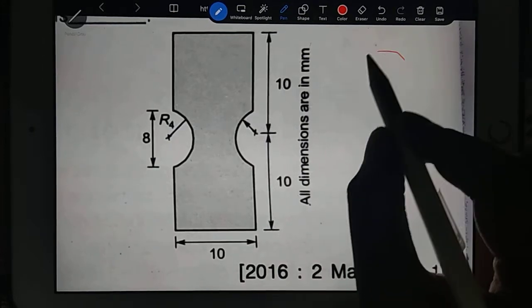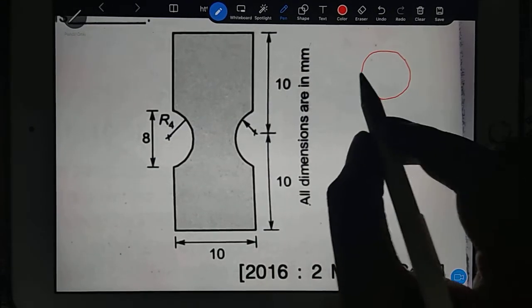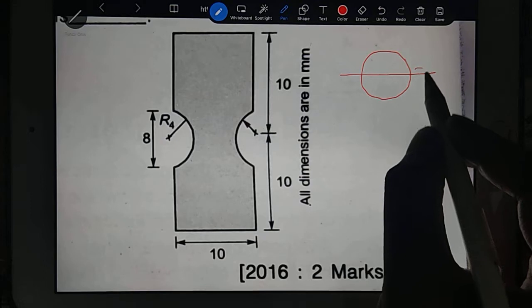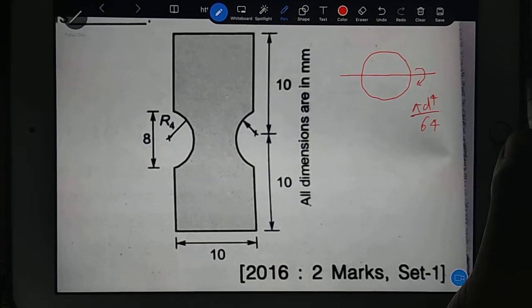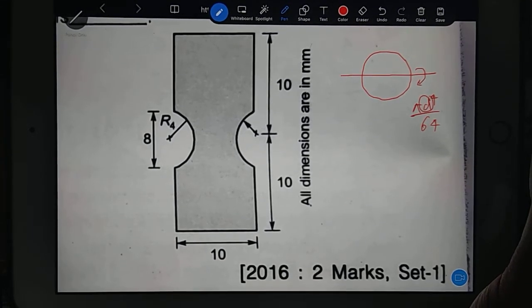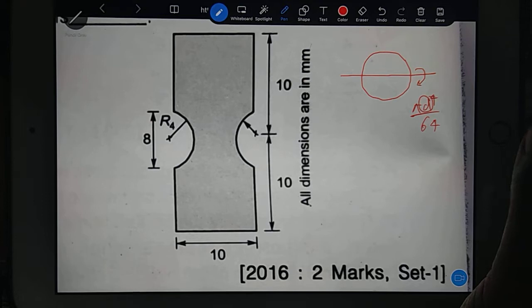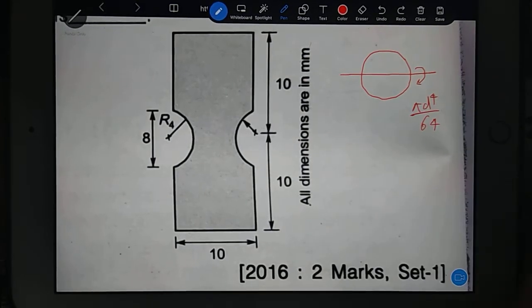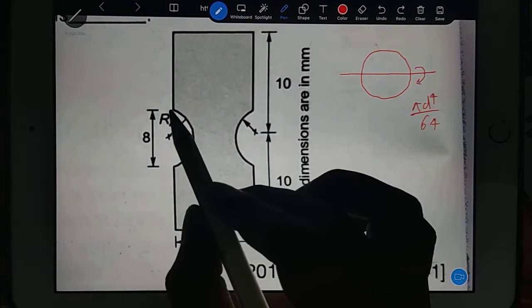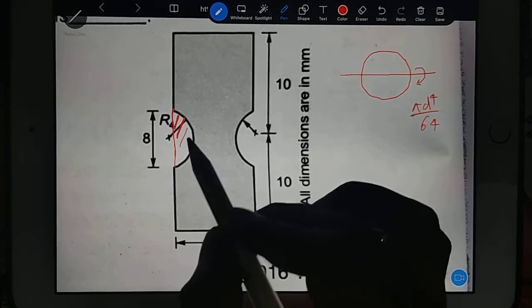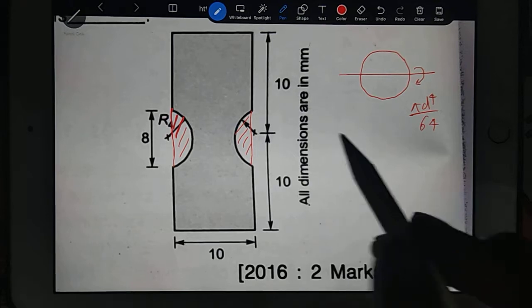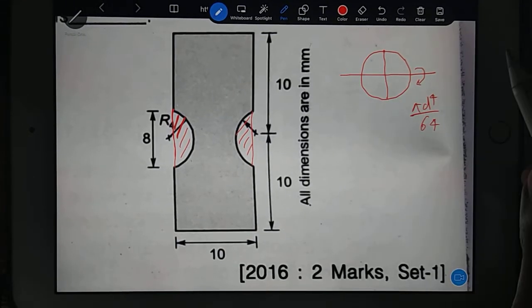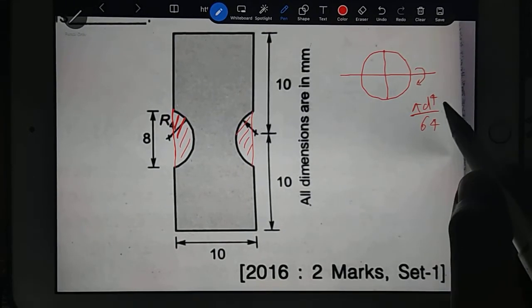See, about the circle, if the axis is passing through the circle, then you have the formula pi d power 4 by 64. D is the diameter. Clear? This is the formula. But this is only a half circle. This is a half circle, and this is a half circle. So if you add both, then it will be a complete circle. So for the complete circle, the formula is this.